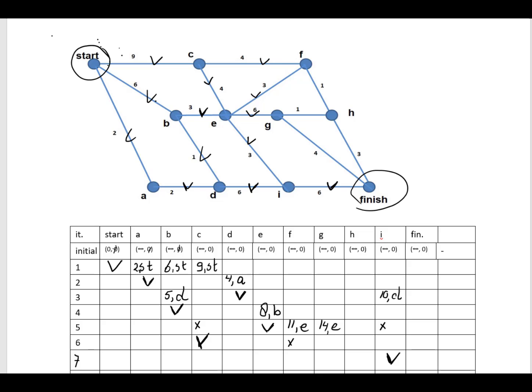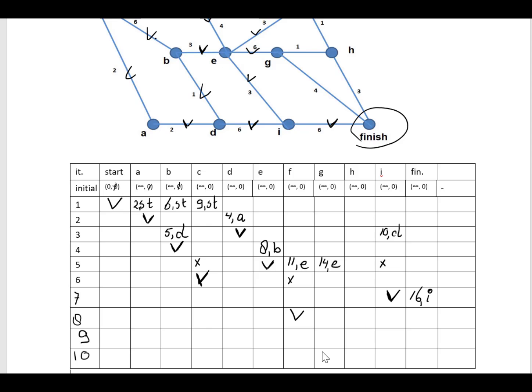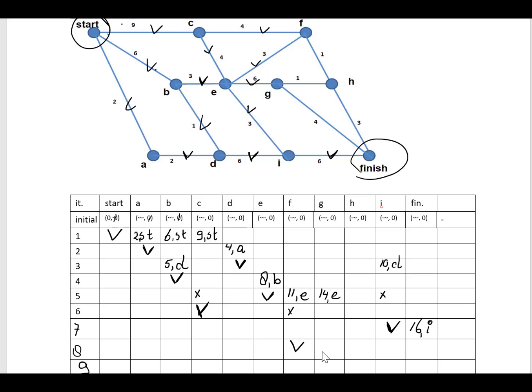And then fortunately we find the path to the finish. So that would be 10 plus 6. That's 16 coming from I. That's all. Well, let's see if there's still shorter paths. We still have 11 and 14 to consider. So we go to 11, this one. And from F we can go to H with 1. And that's the only path open. So 11 plus 1 is 12. That's 12 coming from F.